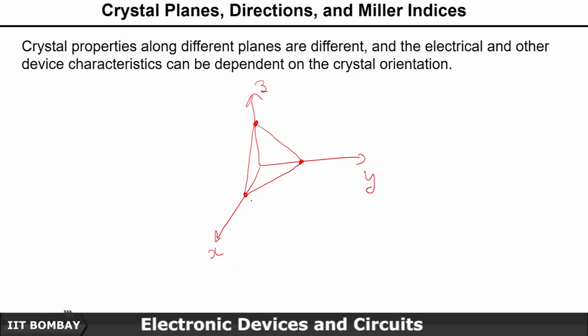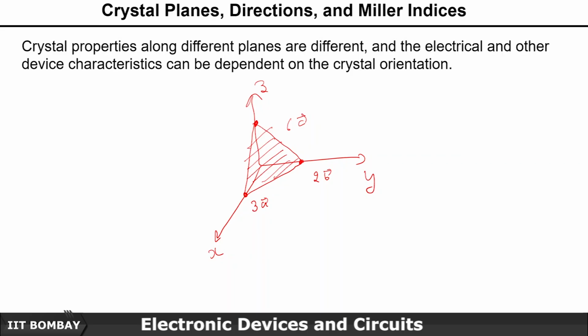Let's say that is 3a, where a is a unit vector in the x direction, and similarly here it is 2b, and somewhere on the z-axis, let's say 6c. So in order to refer to this plane, Miller indices have been defined. And how have they been defined?